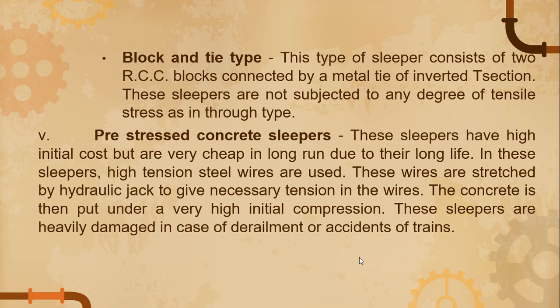Pre-stressed concrete sleepers. These sleepers have high initial cost but are very cheap in the long run due to their long life. In these sleepers, high-tension steel wires are used. These wires are stretched by hydraulic jack to give necessary tensions in the wires. The concrete is then put under a very high initial compression. These sleepers are heavily damaged in the case of derailment or accidents of trains.